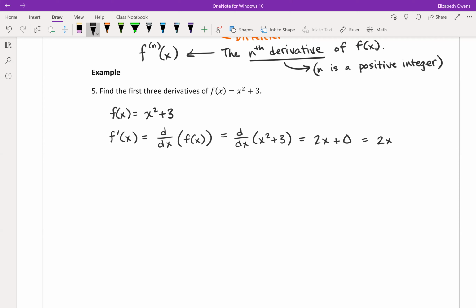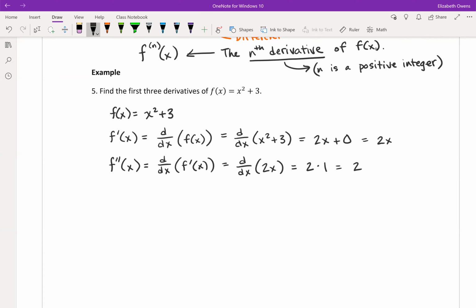Okay. Now, if we want to find f double prime of x, the second derivative, we are taking the derivative with respect to x now of the derivative that we just found, d dx of f prime of x. So that would be d dx of the function 2x. And so that would be our constant multiple. 2 is multiplying x, so 2 times the derivative of x, which is just 1. And so we end up getting 2 for that second derivative.